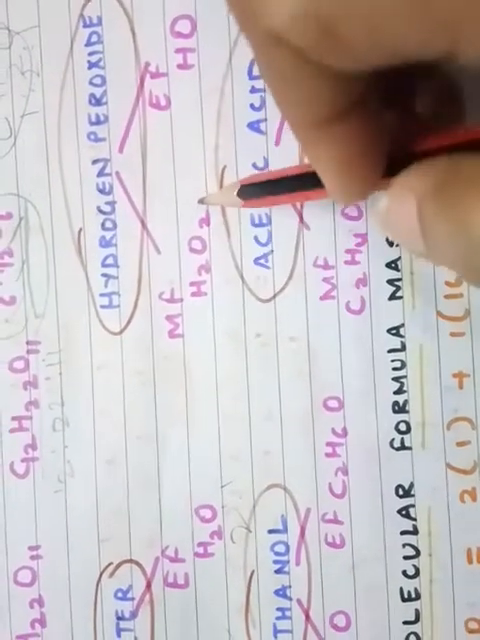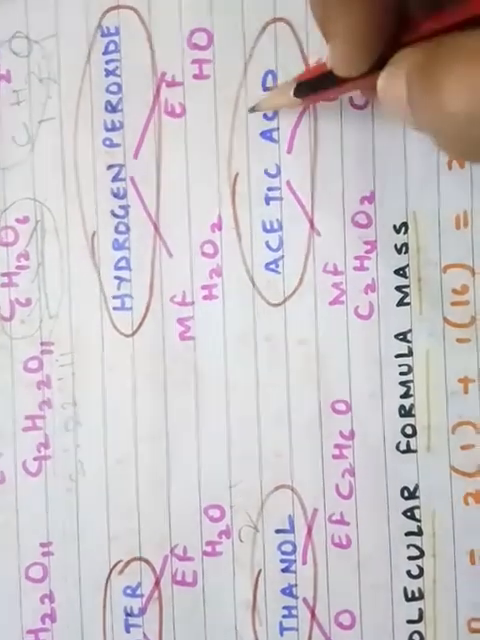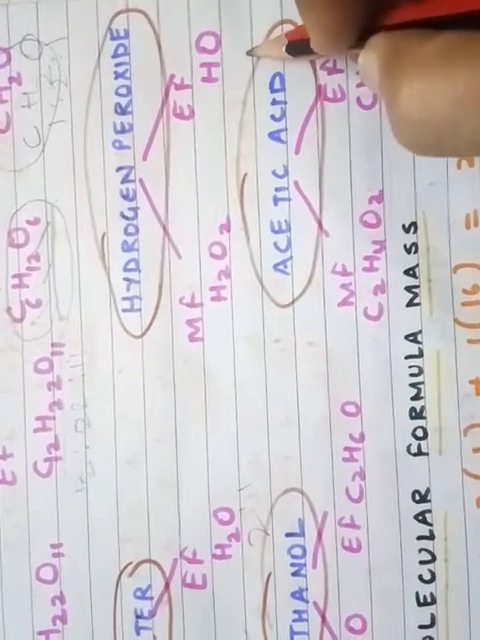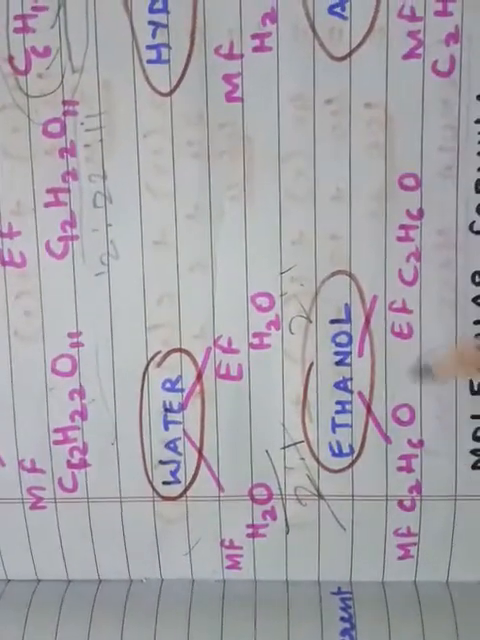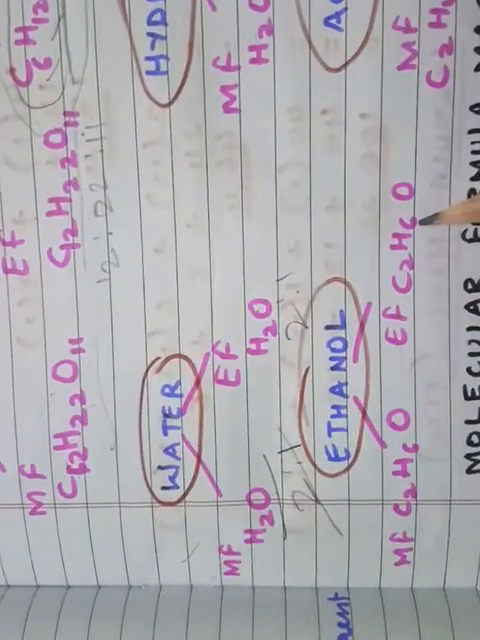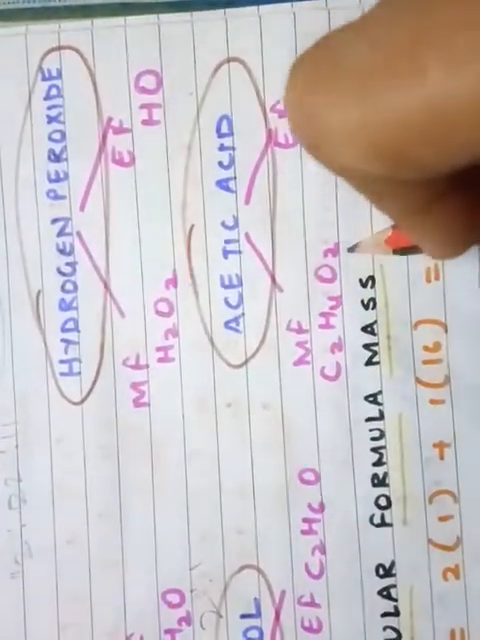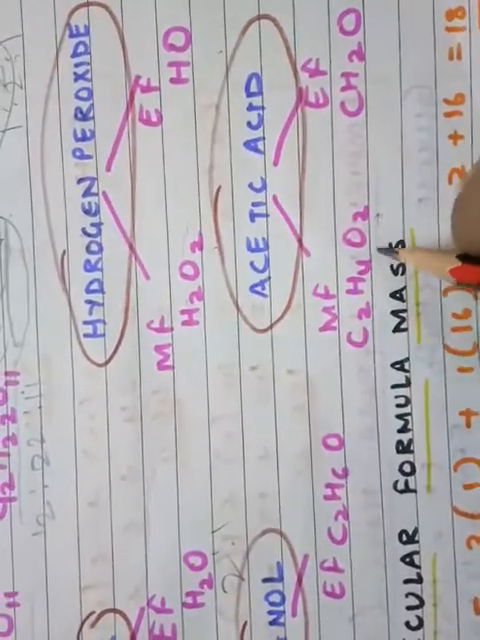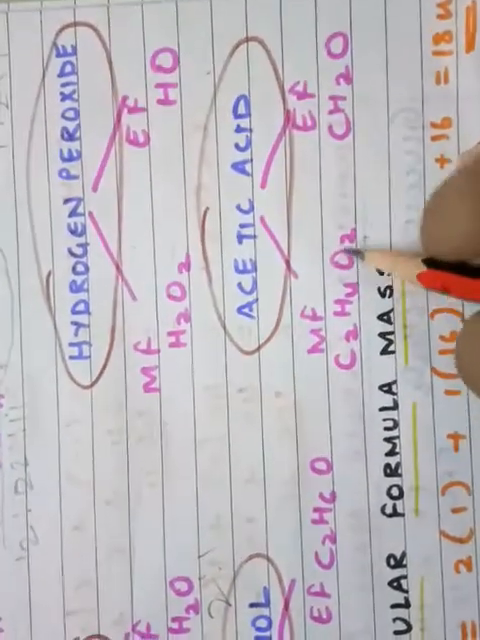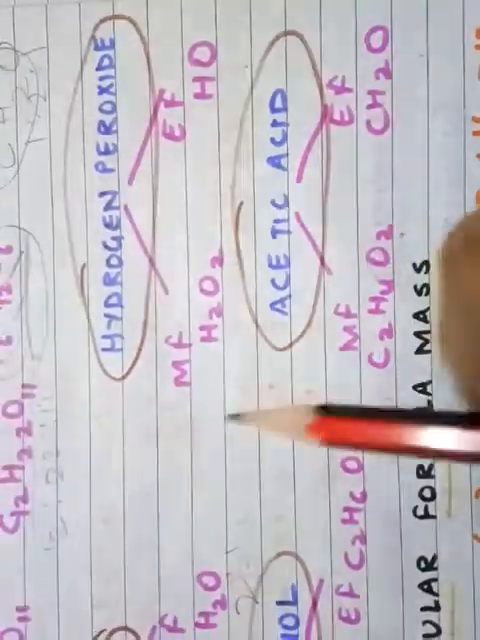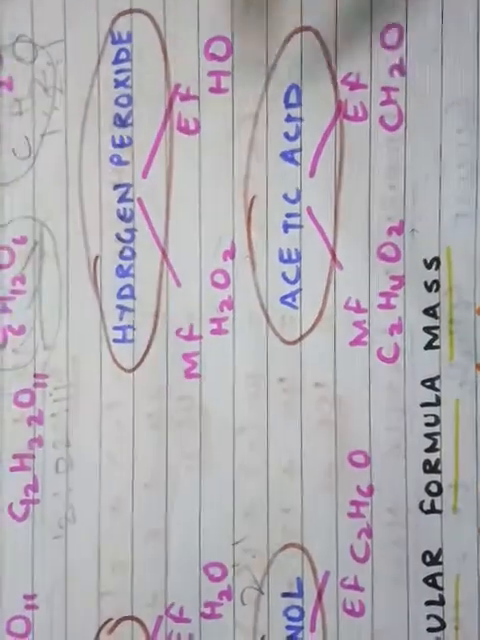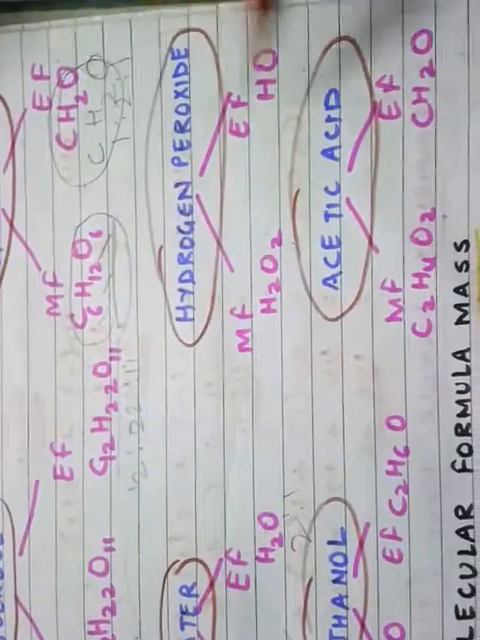On the contrary, if you talk about hydrogen peroxide, it is H2O2. Now here 2 is a common multiple, so the ratio is 1:1. That is HO is the empirical formula of hydrogen peroxide. Ethanol has C2H6O and the same remains as its empirical formula. Now acetic acid is C2H4O2. 2 is a common multiple. The ratio is CH2O. So different compounds can have the same kind of empirical formula because it is only the ratio.